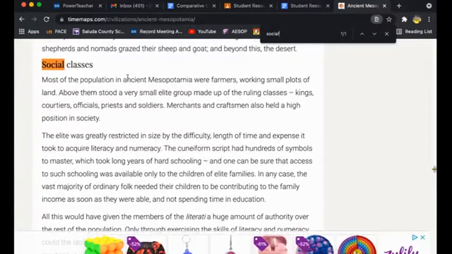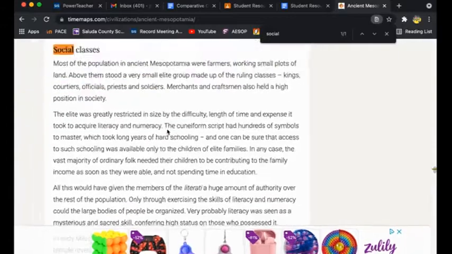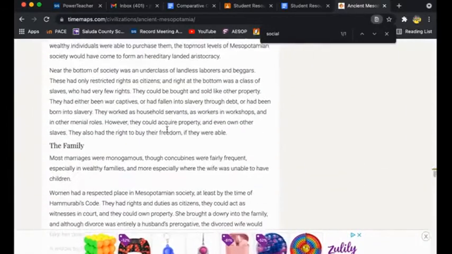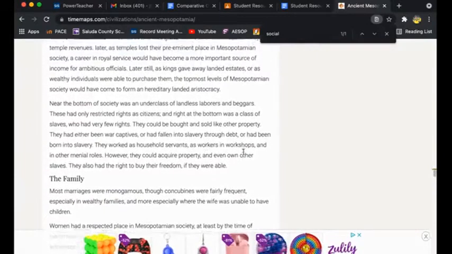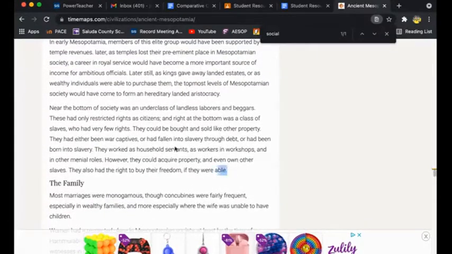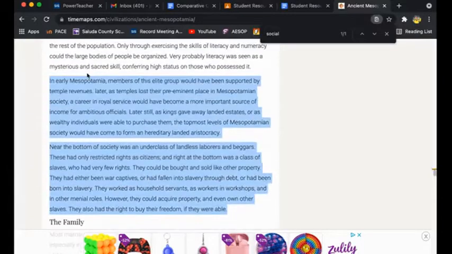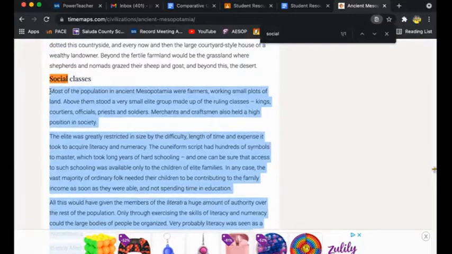Most of the population in ancient Mesopotamia were farmers working small plots of land. Above them stood a small, elite group of ruling classes like kings, courtiers, officials, priests, and soldiers. And then also merchants and craftsmen held high position in society. So all right, we got all this. And if you don't feel like reading at the moment and you're just looking for sources to read later, you could go ahead and just copy all this.